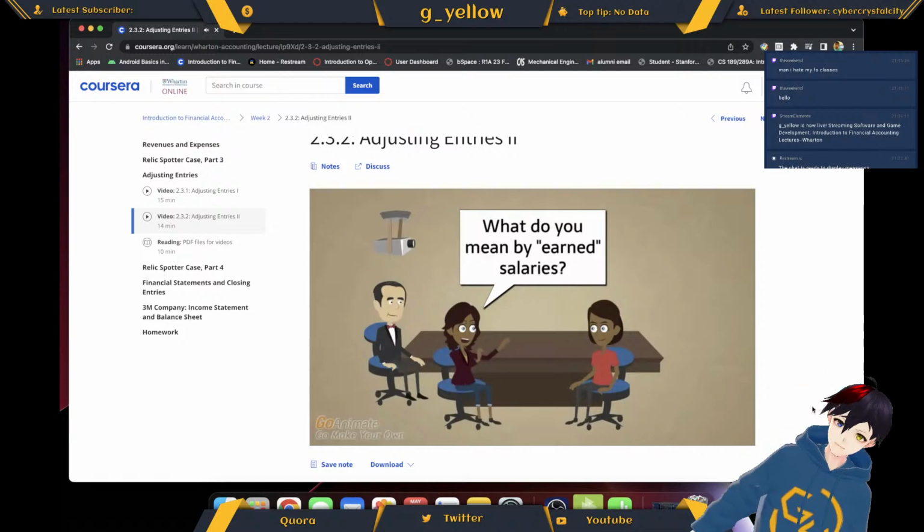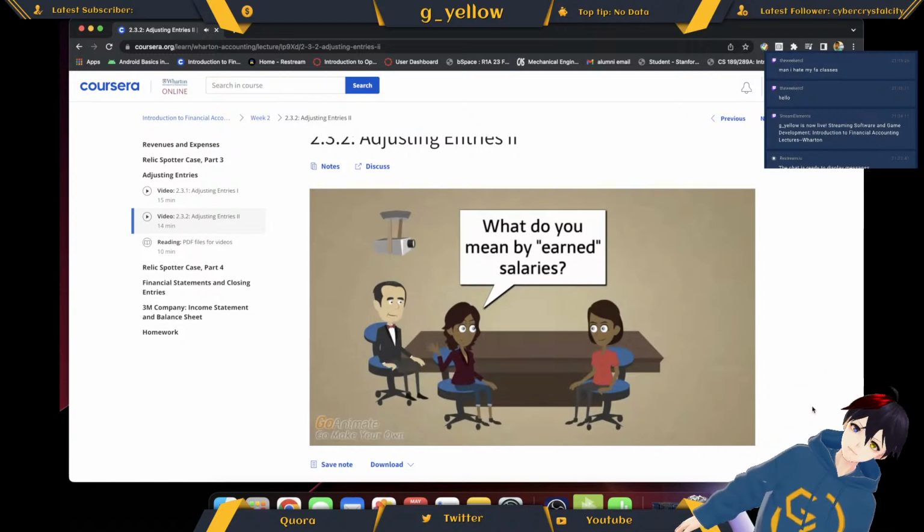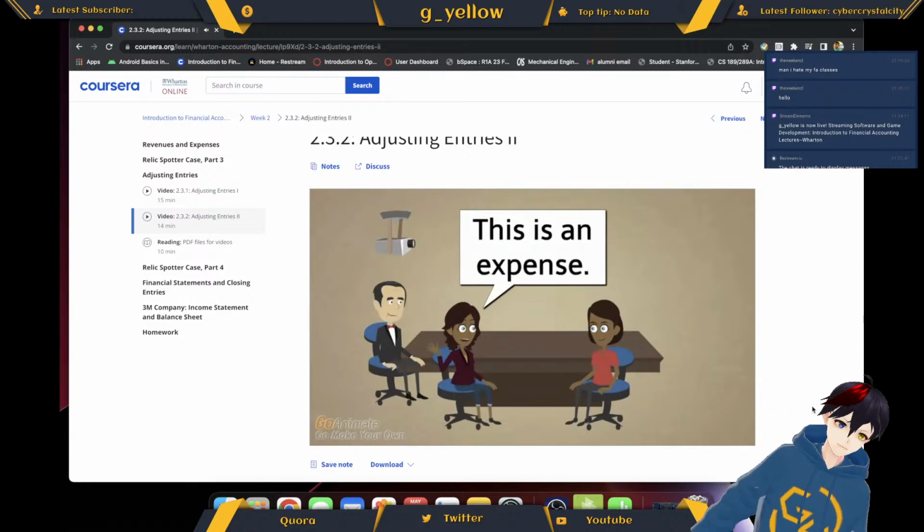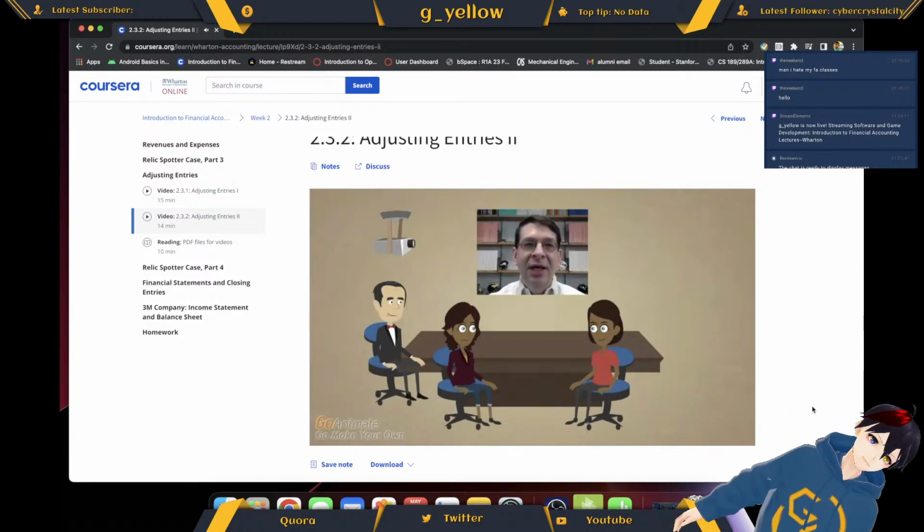What do you mean by earned salaries? I thought earned was one of the revenue recognition criteria. This is an expense. Yes, earned is one of the revenue recognition criteria. And from the perspective of the employee, they earned salary revenue. The employee provided a service, they have an agreement to get paid, so it's revenue for the employee. And what is revenue for the employee is an expense for the employer, which is why this is salary expense.